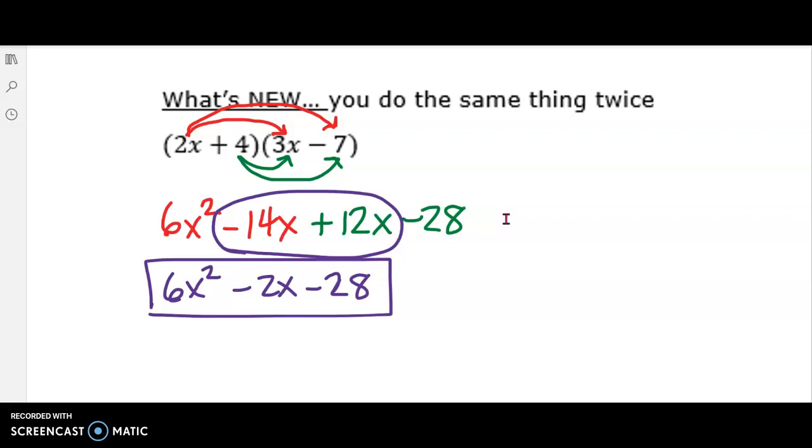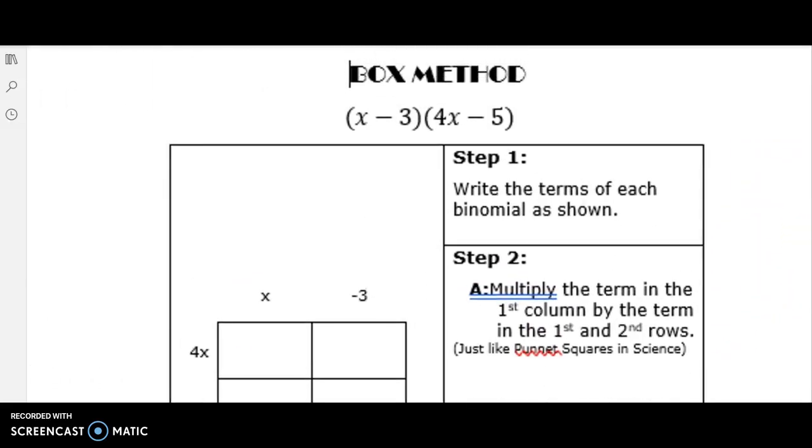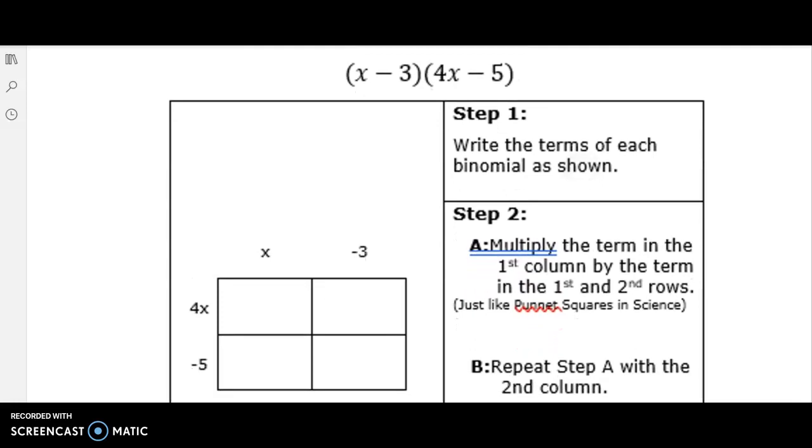So let's look at another method to solve this, okay? It's called the box method. Very similar to biology, where you've seen that you can multiply things inside a box, like the Punnett square, we're going to do something similar. So please note first how to set it up.